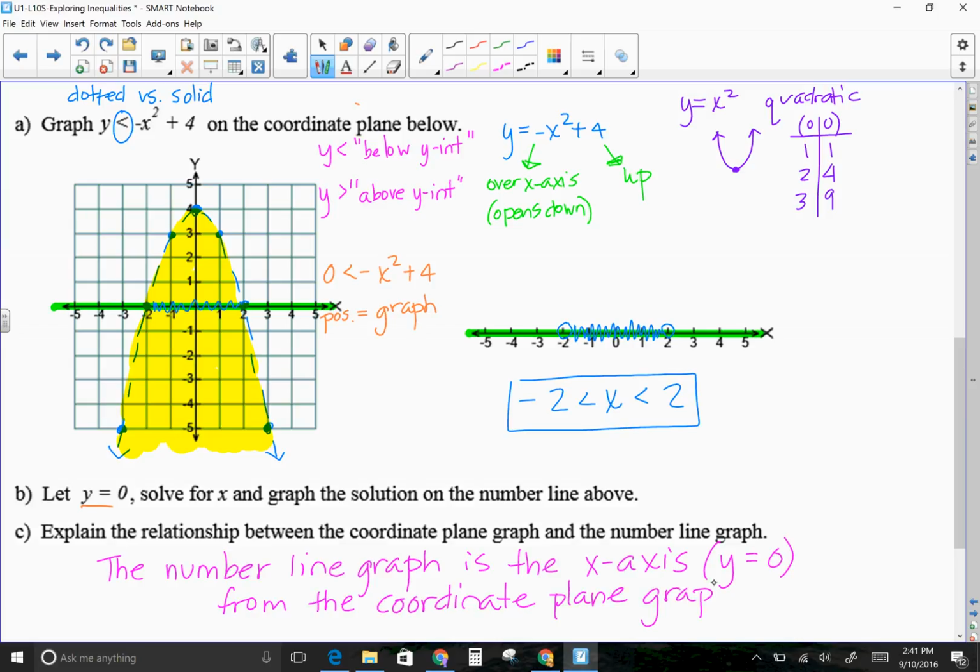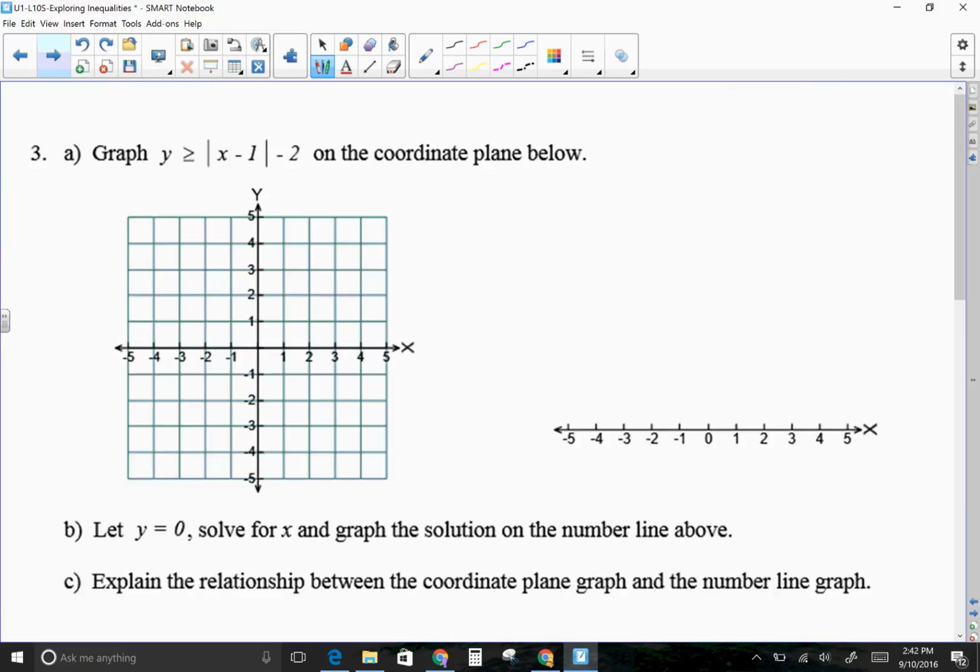So I kind of was showing it to you when I did it the first time. We graph it on here, and then we take that part that's shaded, we take where it intersects, and we move that over to the number line, and we shade exactly where we shaded on our graph. Okay, let's do another one. Turn your paper over.